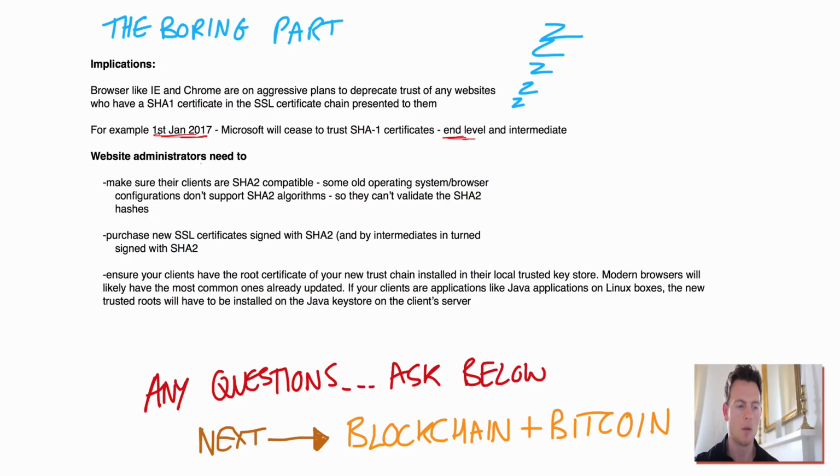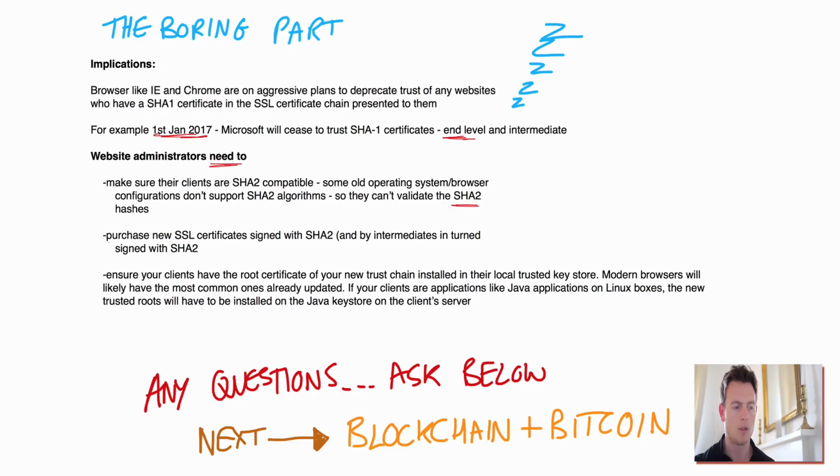So basically, what do you need to do? If you have any questions on this, as I said, ask below. But just to give a quick summary, you have to make sure that your website, for example, or your service, if it's not a website, will work over HTTPS, and your client must be SHA-2 compatible, which means that client must be able to perform a SHA-2 hash function. If they can't, then they won't be able to validate the SHA-2 signatures, right? Most modern browsers should be absolutely fine, but some older operating system and browser configurations can be a bit awkward there.